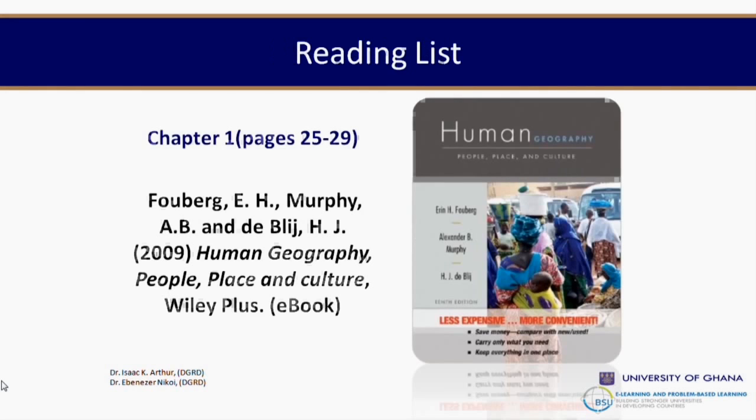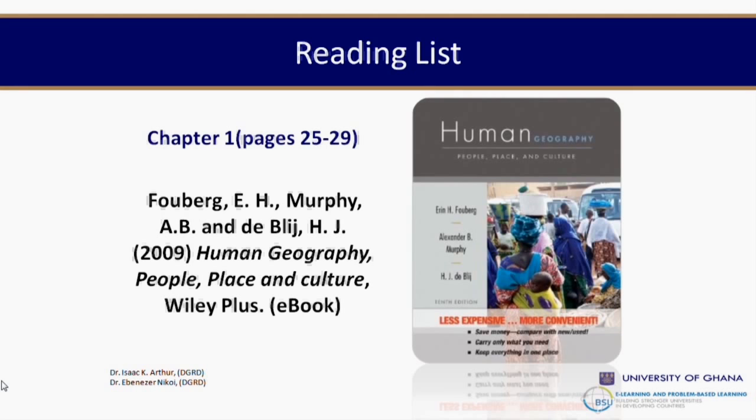Before we go on, I would also encourage you to read chapter 1 of this textbook, which I talked about last week on human geography, and you have to read specifically pages 25 to 29. And I will repeat that this is a book authored by Fouberg, Murphy, and de Blij. The title is Human Geography: People, Place, Culture, published by Wiley.